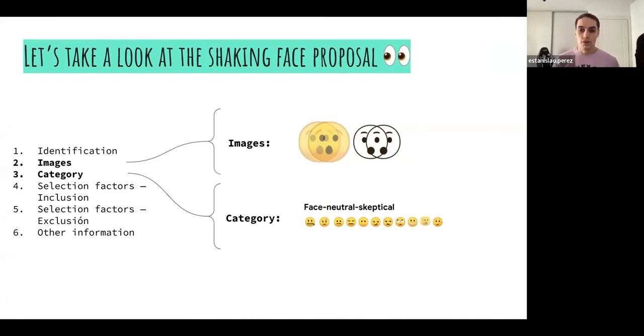And we have to provide them in 2 different sizes, one for 72 by 72 and another one of 18 by 18. Then we have to provide the category where our emoji is going to be placed. In this case, the shaking face will be placed in the face neutral skeptical category with other emojis.